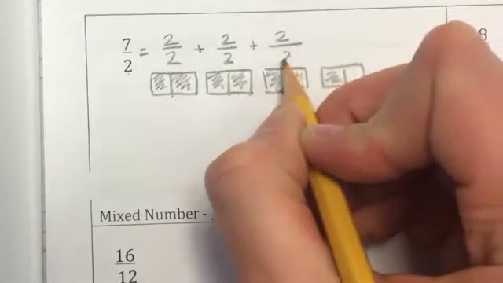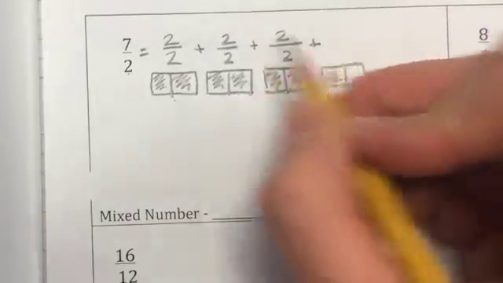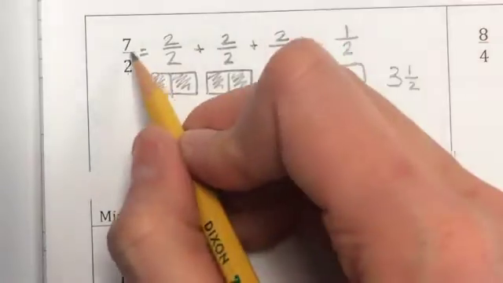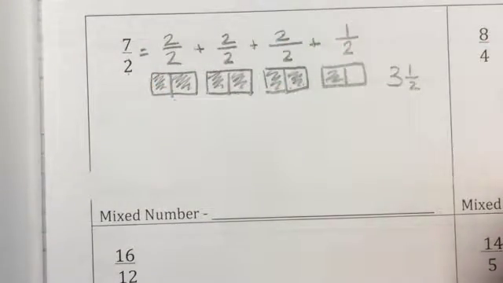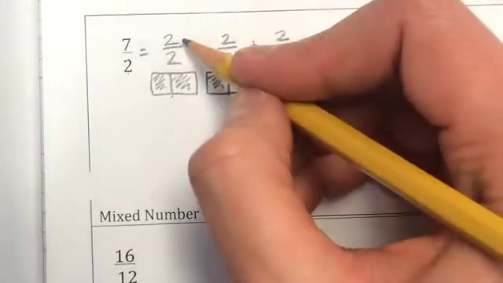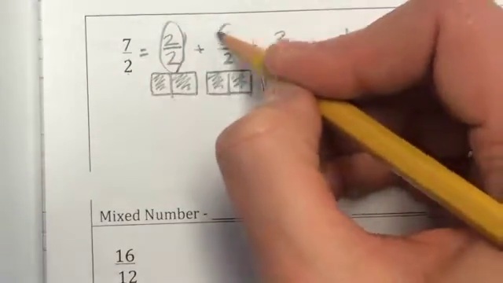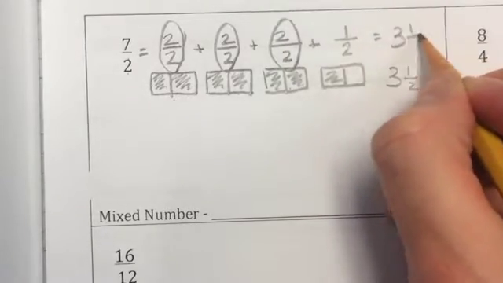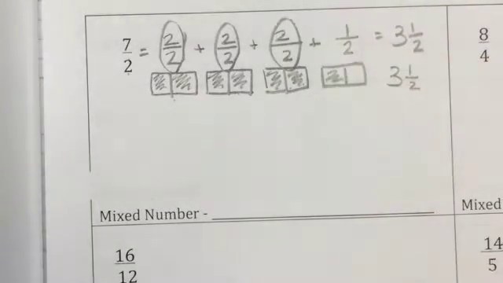Plus 2 halves. Picture. Plus 2, 4, 6. So I need one more half to get to 7 halves. Now I can easily see that I have 1, 2, 3 wholes and 1 half. 3 and 1 half. Okay, so that's the mixed number.